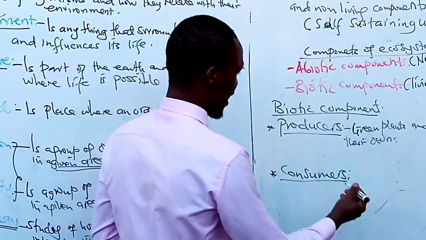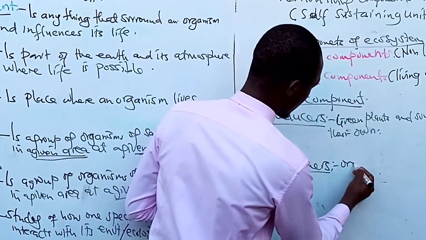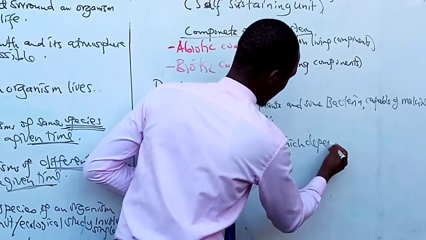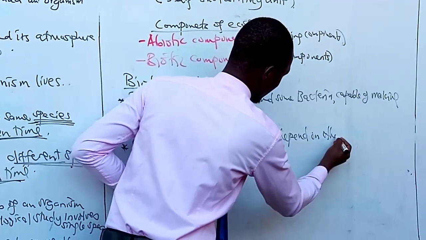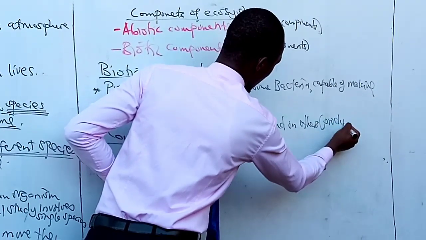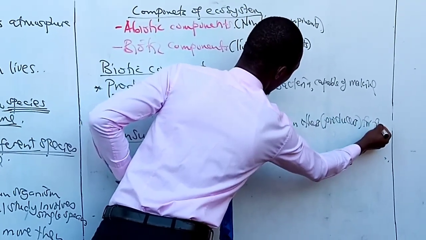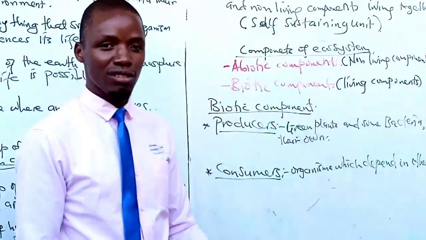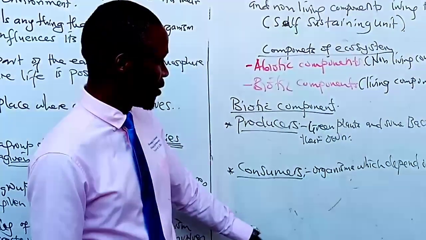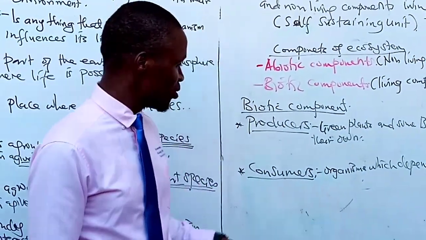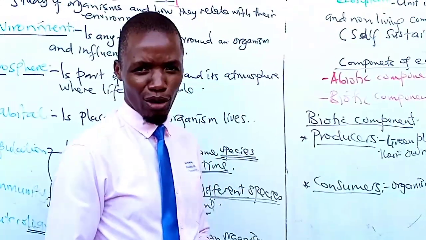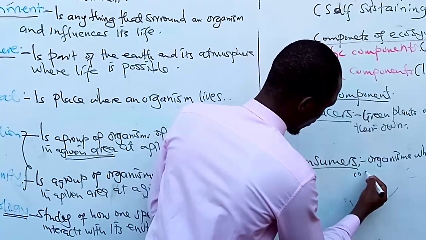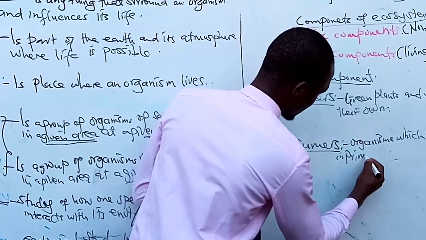So consumers are organisms which depend on others, that is specifically on producers, for food. In other words, they obtain food from the producers. Animals feed on plants. So it means animals are consumers. Now these consumers can be categorized. We can have a category which we call primary consumers.